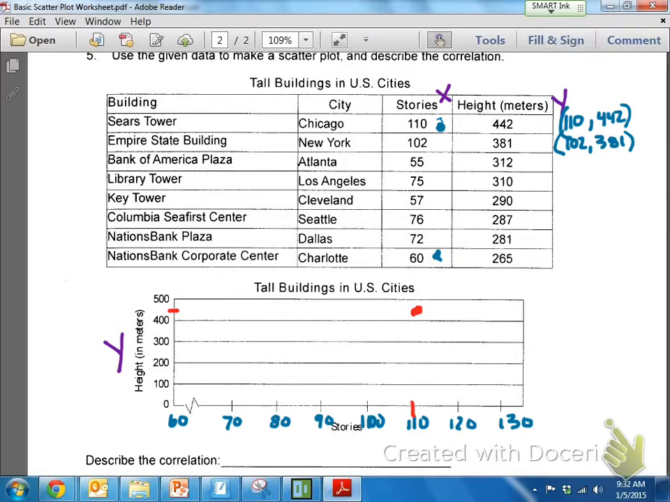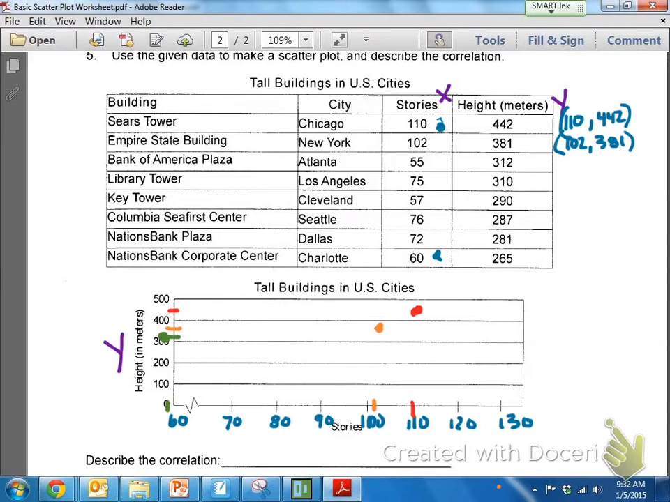All right. The next point is 102, comma 381. So 381 would be about here, and 102 would be right about here. All right, the next point, 55 and 312. So 55 would be about here. Oh, we didn't do our graph correctly. That's all right. So 55 and then 312 would be about here. So again, notice how it's not exact. I could have been a little bit more careful, but we're still going to get the rough idea of what's going on here.